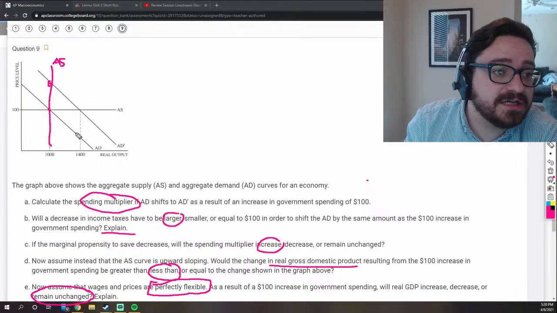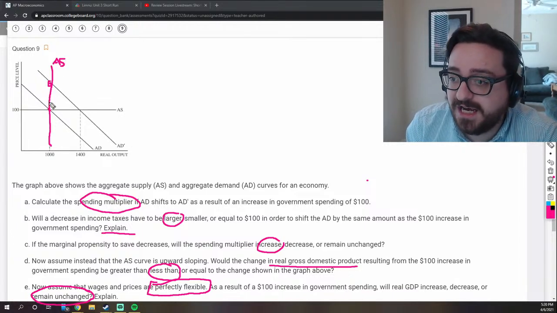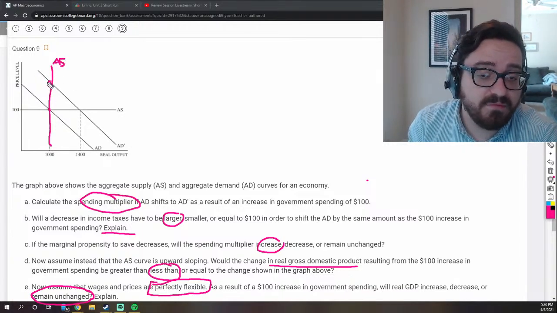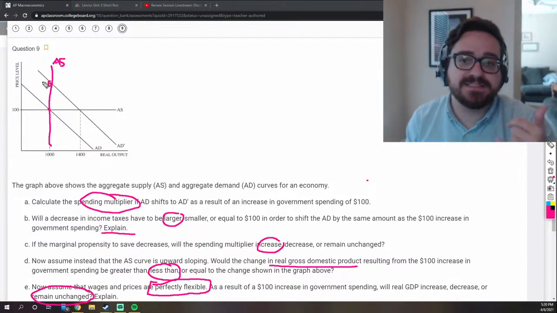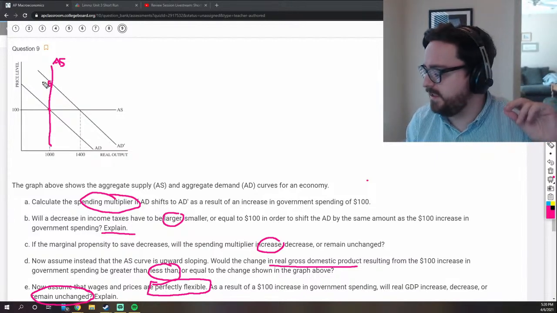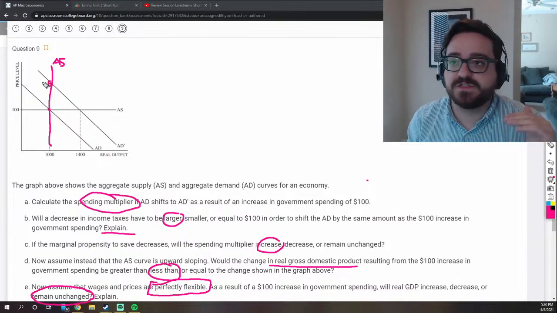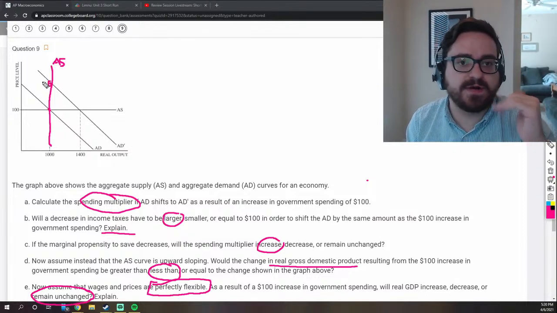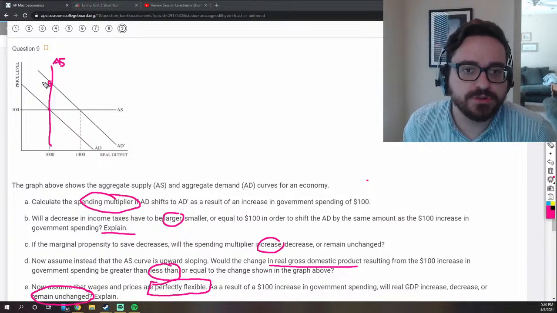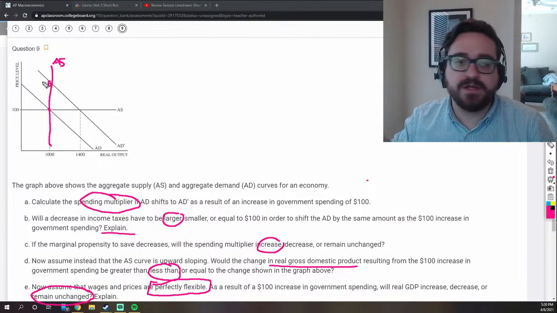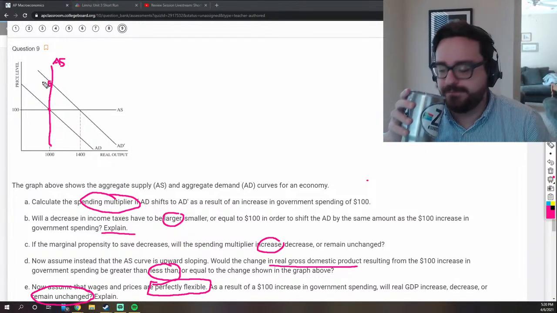Again, on my drawing, if I do my AD shift, I just go up. My GDP doesn't actually get changed because the prices instantly get adjusted. They spend $100 more. Okay, this is going to lead to a $100 increase in prices. Cool. No change to real GDP then, because the inflation instantly sort of canceled out the GDP change.